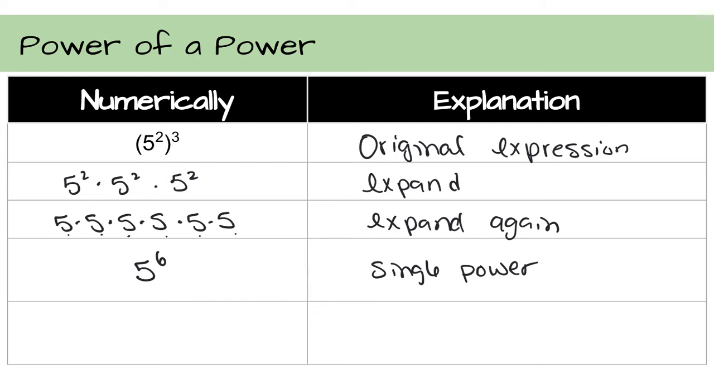All right, so we know that our original expression was 5 squared cubed, and we know that equals 5 with an exponent of 6. So it looks like the base has remained the same. And what did we do with our exponents? It looks like we multiplied them.